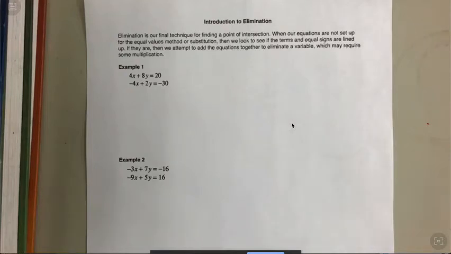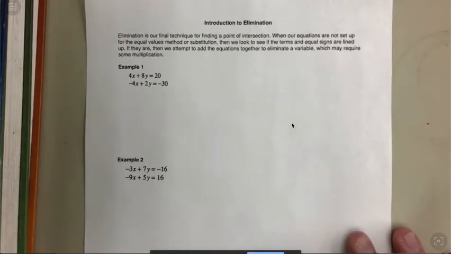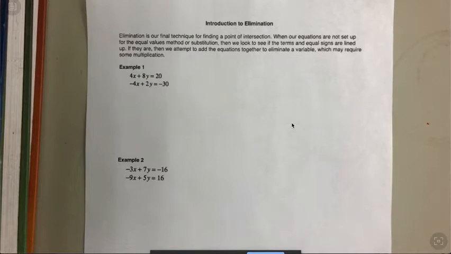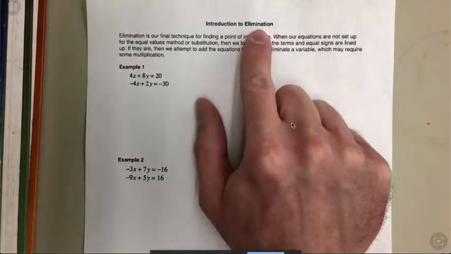Hey, good morning, everyone. So today we're going to take a look at what's known as elimination. So we have graphing, we've got the equal values method, we've got substitution. Each of those things allows us to find a point of intersection. So the last tool we're going to talk about in this class is what's known, like I said, as elimination.